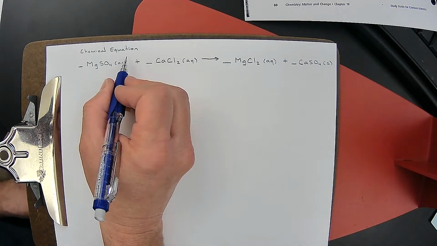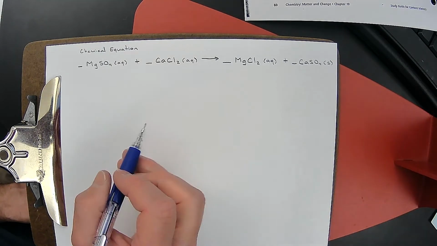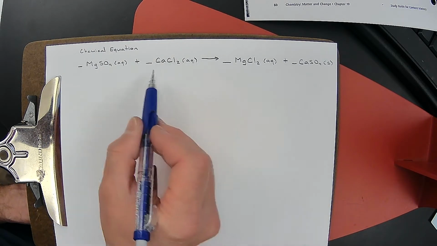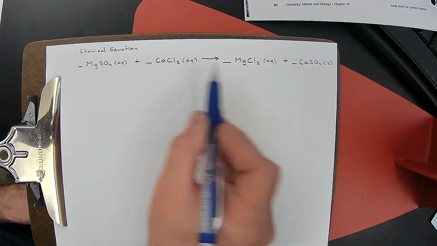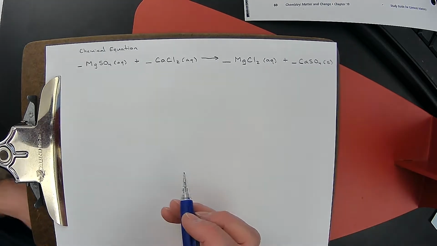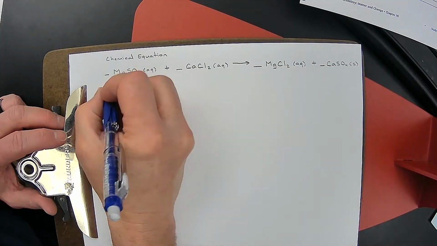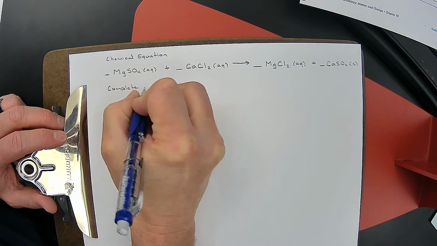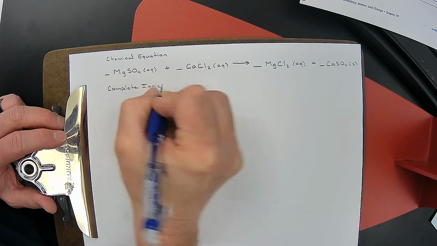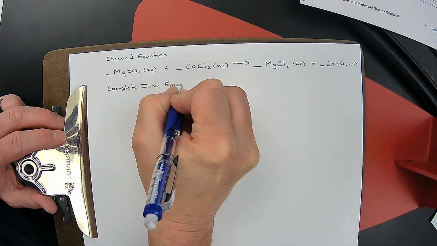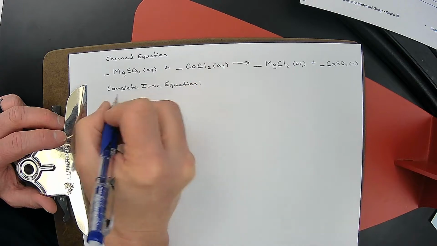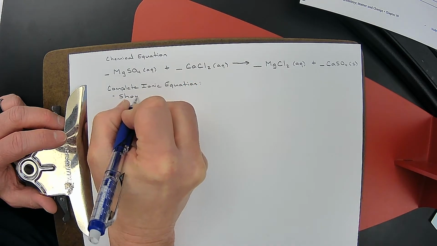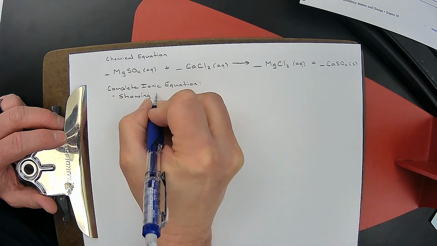This is the chemical equation. Now I need to check to make sure that it's balanced. 2 Cl's, 2 Cl's, Mg, Mg. Looks like everything is balanced. The next thing that it asks for is the complete ionic equation. When we write the complete ionic equation, the complete ionic equation is showing the substances as they actually exist.